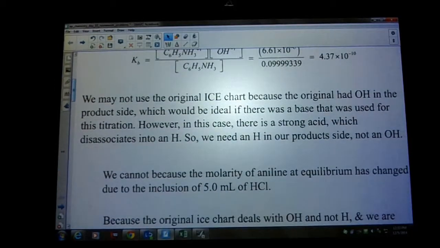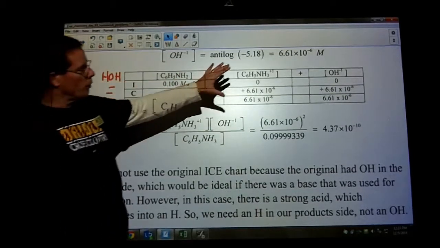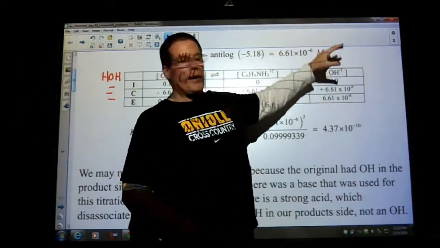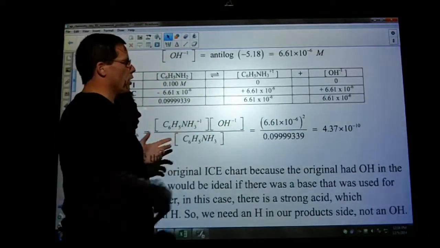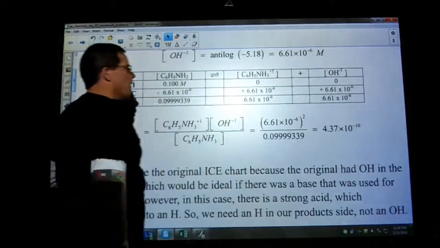We may not use the original ICE chart because the original had hydroxide on the product side, which would be ideal if there were a base used for this titration, or maybe we were titrating it with a strong base. However, in this case, there is a strong acid, which dissociates into hydrogen ion, so we need the hydrogen ion on our product side and not the OH. And I love that answer. The reason is that we're adding a strong acid, which is our hydrogen, so we have to have our ICE chart different. So these guys flip sides, and we put hydrogen on this side.